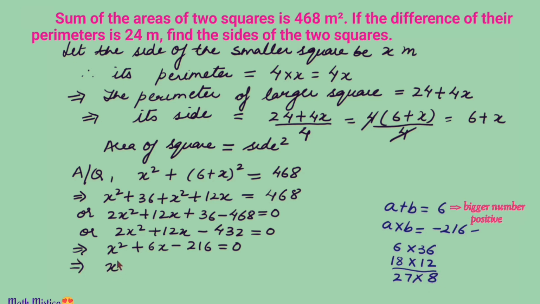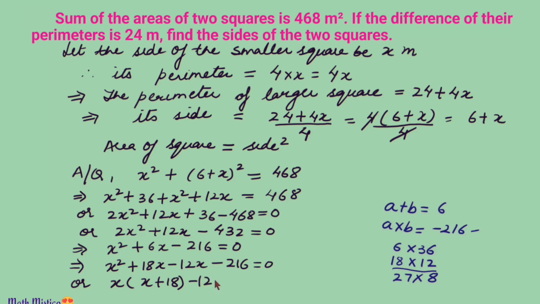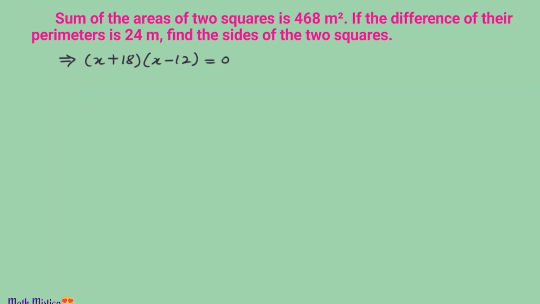Therefore, x square plus 18x minus 12x minus 216 is equal to 0. Or x into (x plus 18) minus 12 into (x plus 18) is equal to 0. This implies (x plus 18) into (x minus 12) equal to 0. This means x is equal to minus 18 or x equal to 12.